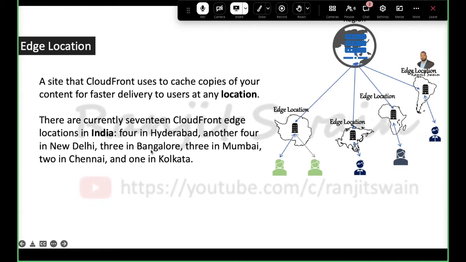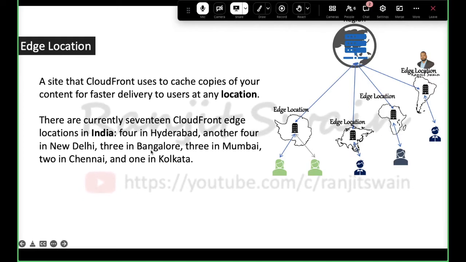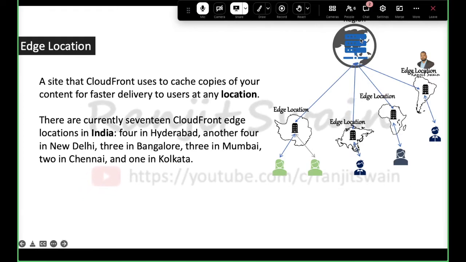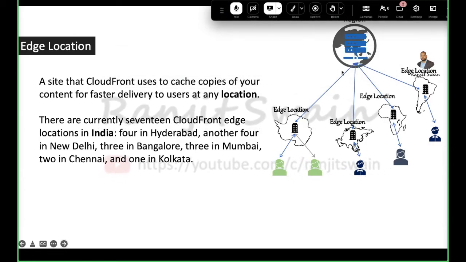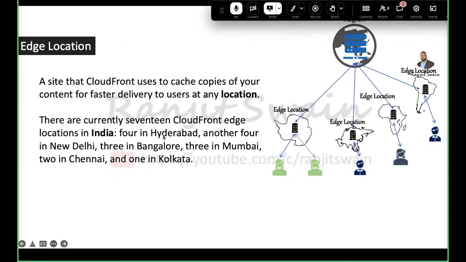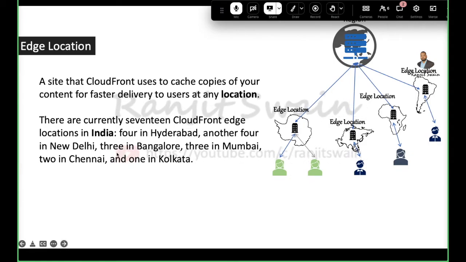If Ankit in Bangalore is viewing anything from this region, what will happen? The data will be stored in the nearest edge location in Bangalore. There are 3 in Bangalore, right? Whichever is nearest to Ankit will be used. Next time you get it, it will be faster. That's why it is called a content delivery network, CDN.